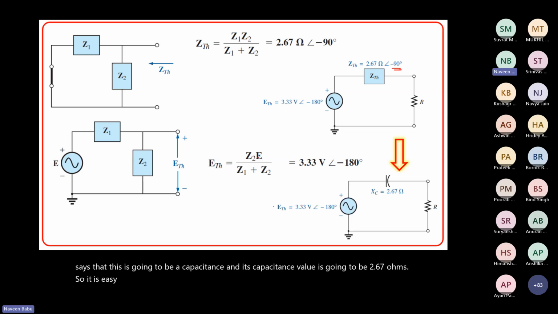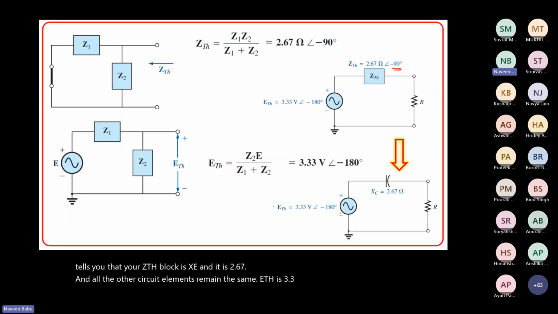So your block diagram now gets replaced with a circuit in which your ZTH block is XC, and it is 2.67, and all the other circuit elements remain the same. ETH is 3.33 angle minus 180. Okay, any doubt?